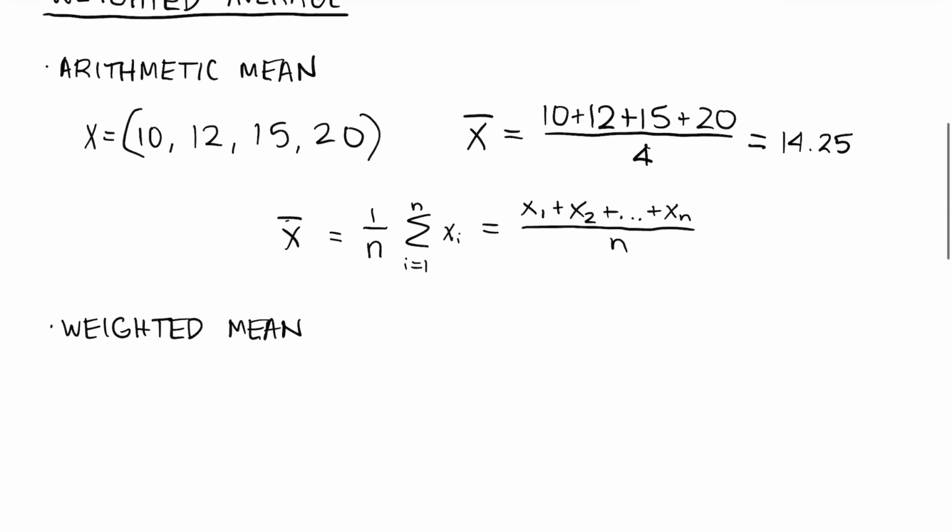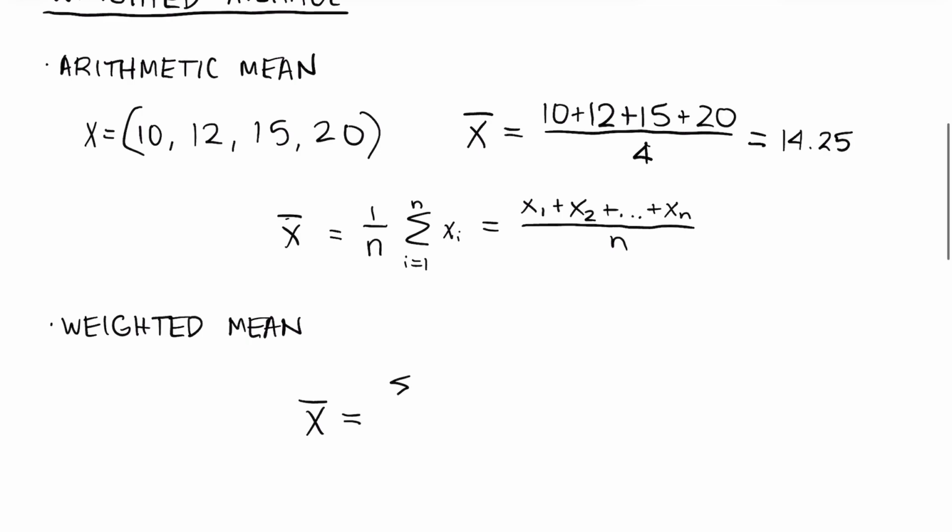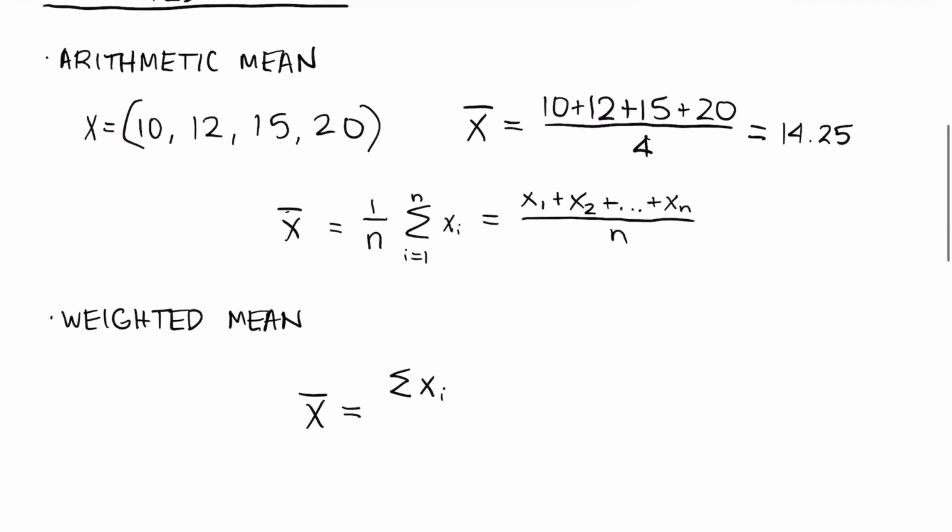So a classic example that you can think of for a weighted mean is your grade in this class, right? We use a weighted average to calculate your final grade. So generally, for a weighted average, the formula is going to be the sum of the individual components times the weights of those individual components divided by the sum of the weights.